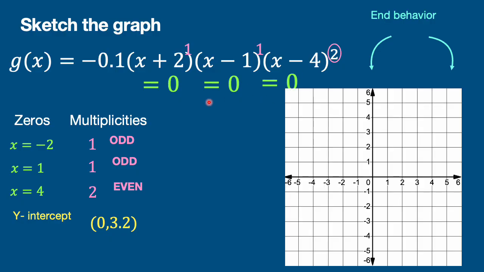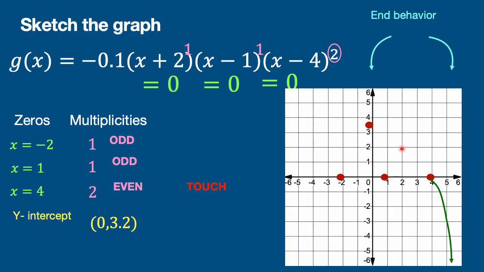Let's sketch it. Okay, how are we going to sketch it? The x-intercept x equals negative 2 is odd, and we're going to check it later. x equals 1, that's the 1. x equals 4. I plot all the x-intercepts first. Then the y-intercept, (0, 3.2). Now we're going to use the end behavior. The right side falls. Guys, here x equals 4 is even. Even means touch it.